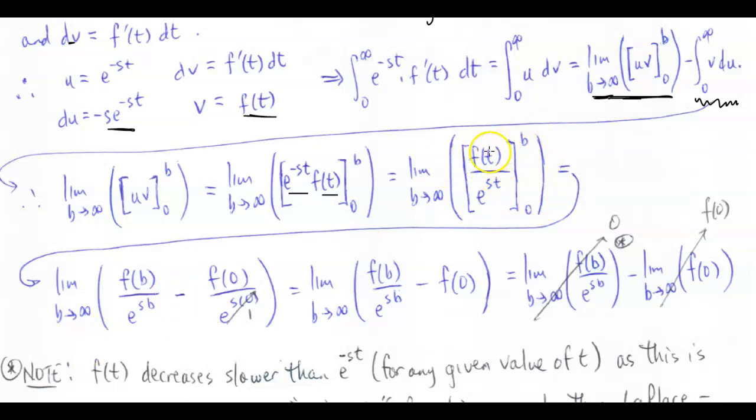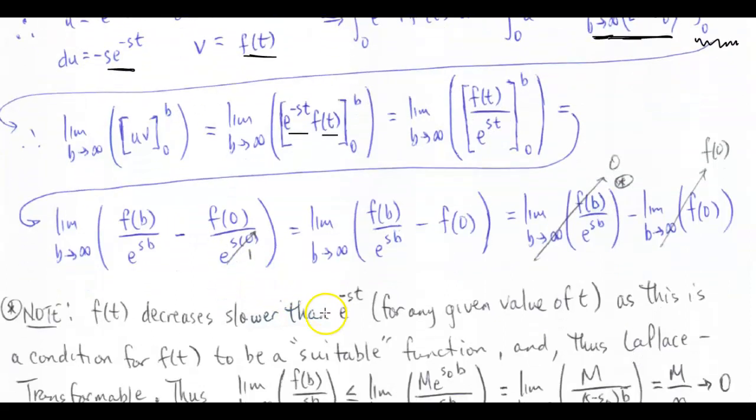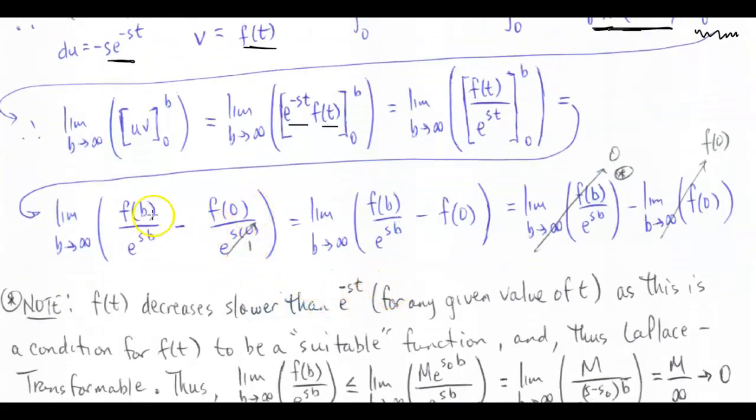So we have to plug in b everywhere we see t, minus plug in 0 everywhere we see t, and then take the limit of what's left. Here we see that the limit operator's variable is b, so f of b and e raised to the sb looks like a function to it. So we'll actually have to evaluate this limit, and that's what you see here. Of course, f of 0 is just some constant, and the limit of a constant is just that constant.